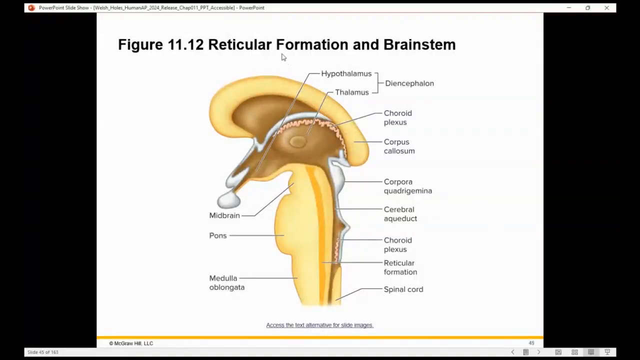Okay, figure 11.12 here shows you the reticular formation and the brainstem in just a small area, right there below the pons at the medulla oblongata.